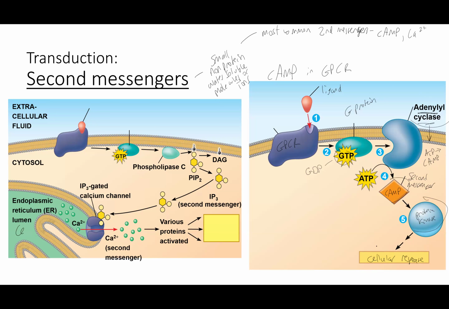On the other side, we see an example of the calcium ion and another one called IP3 in a signaling pathway, which again is a GPCR. So you've got a GPCR, you've got a ligand binding. It's going to activate the G protein.